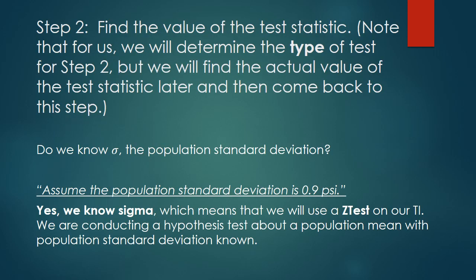Now, step 2. What type of test are we conducting? And then we're going to actually go do that on our calculator and come back and give this test statistic. So the type of test, well, it depends. Do we know the population standard deviation or not? Our problem tells us, assume the population standard deviation is 0.9 psi. We are given sigma. That means we are conducting a hypothesis test about a population mean where we know the population standard deviation, we know that sampling distribution of the means, we know that normal distribution, it's a z distribution, use a z-test.